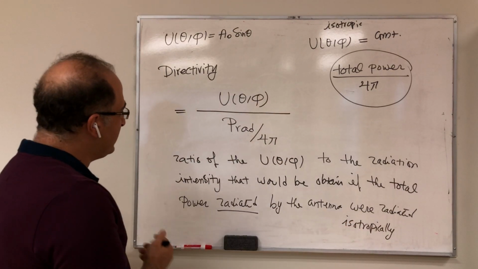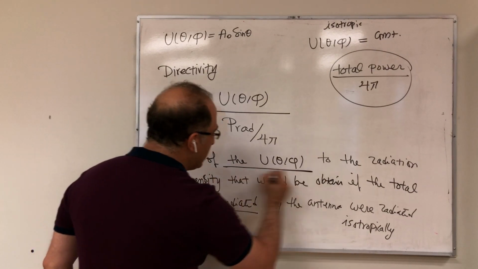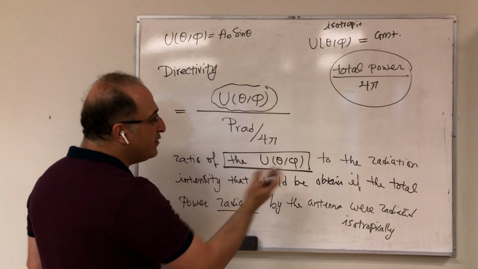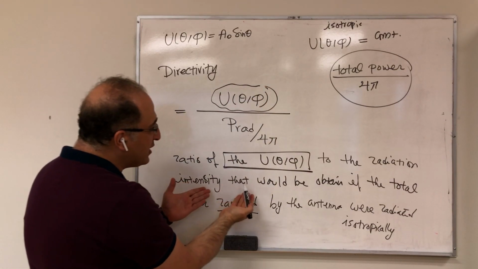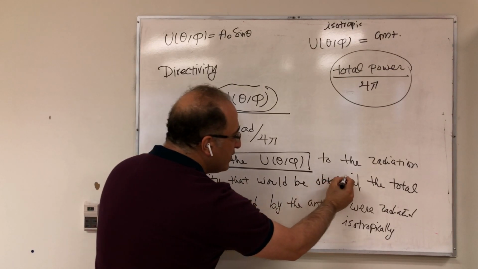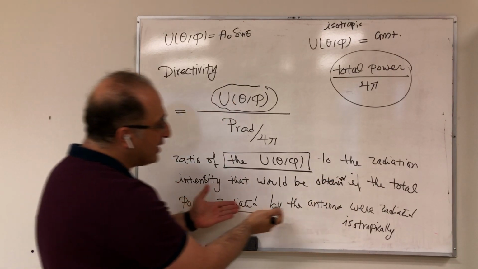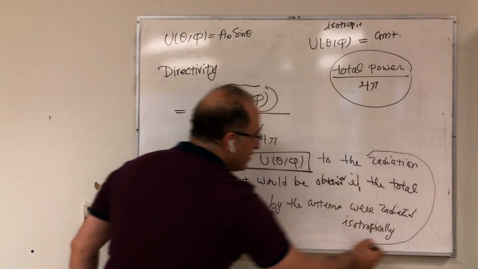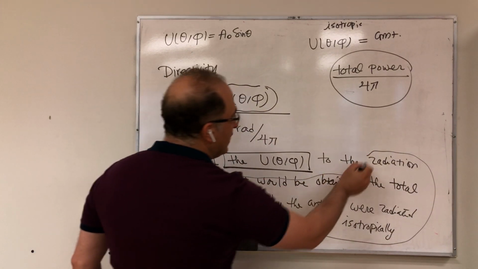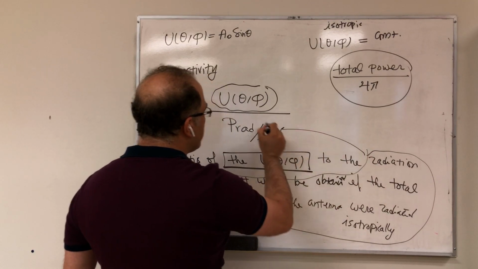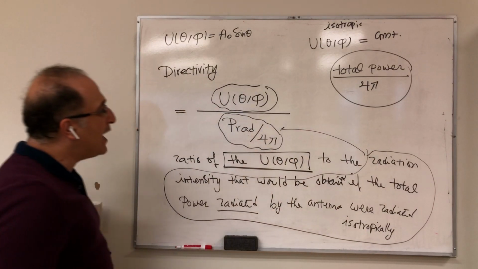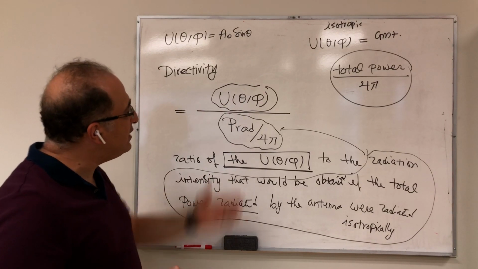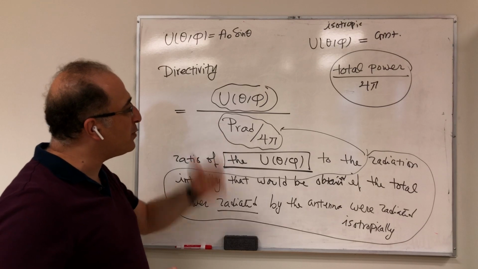So if you look at this definition, we say ratio of U theta and phi, which is the numerator, divided by the radiation intensity that would be obtained if the total power radiated by the antenna were radiated isotropically. This big sentence is essentially the denominator. So that essentially means compare the radiation intensity of your antenna with the radiation intensity of an isotropic antenna.